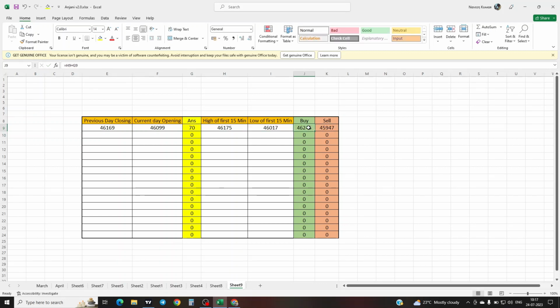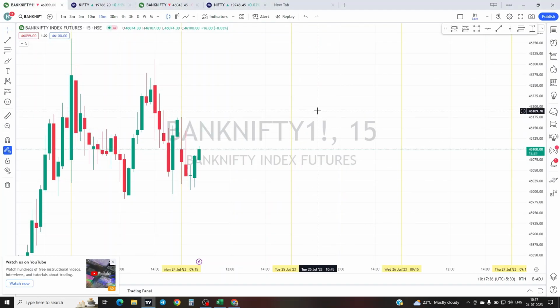Buy sell is nothing but the 70 points will be added to the high and subtracted from the low. For example, 46175 plus 70 is 46245. That is our buy. For example, 46017 minus 70 is 45947. That is our sell. So this is the strategy, or this is the calculation behind the Excel sheet. So don't get confused.